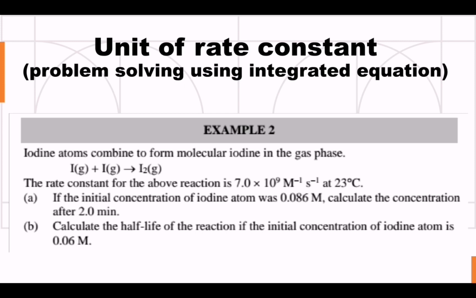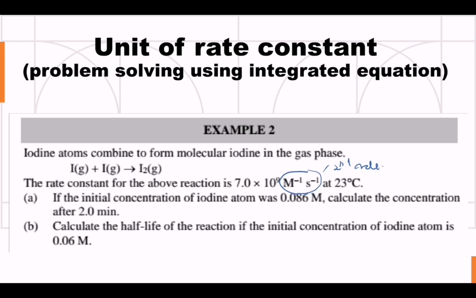So now let's look at example 2. So ni contoh problem solving using integrated equation. Iodine atoms combine to form molecular iodine in the gas phase. So this is the equation given. The rate constant for this reaction is 7 times 10 to the power 9. The unit is M-1 S-1. So from the unit here, we can see that the reaction is second order.